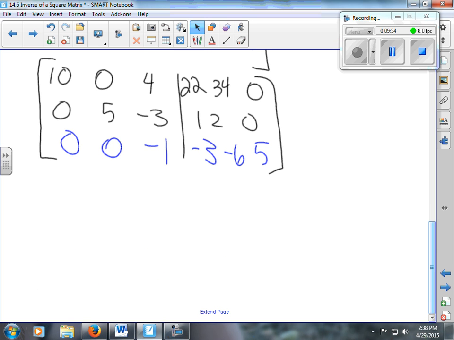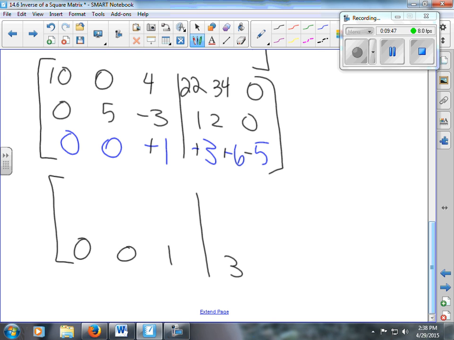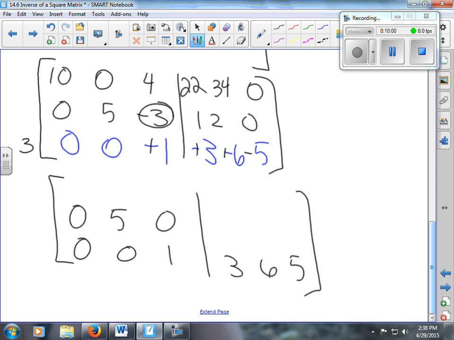Now I've got my zeros in my column 2 like I want. Now I'm going to get the zeros in my column 3. So let's go ahead and negate this. I'm going to drop these negatives and negate that one. So 0, 0, 1, 3, 6, 5. To get rid of the negative 3 here, I'm going to take 3 times row 3 and add it to row 2. So I get 0, 5, 0, 10. 3 times 6 plus 2 is 20. And then 3 times negative 5 is negative 15.